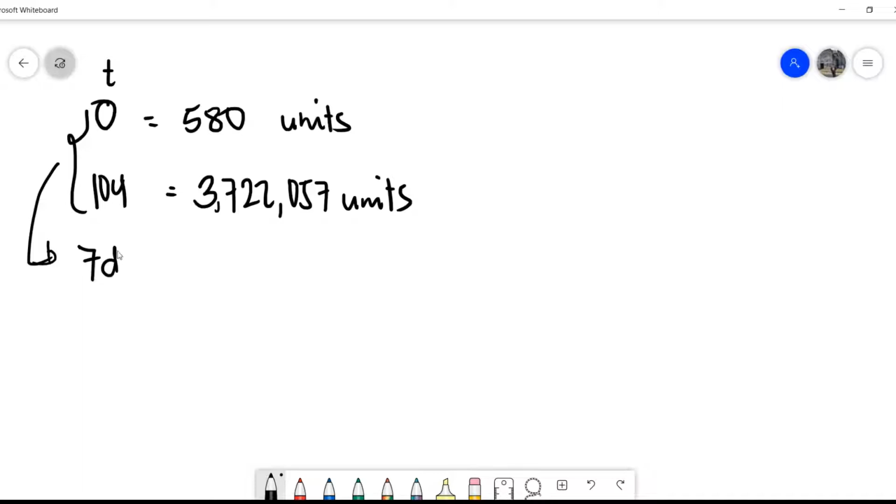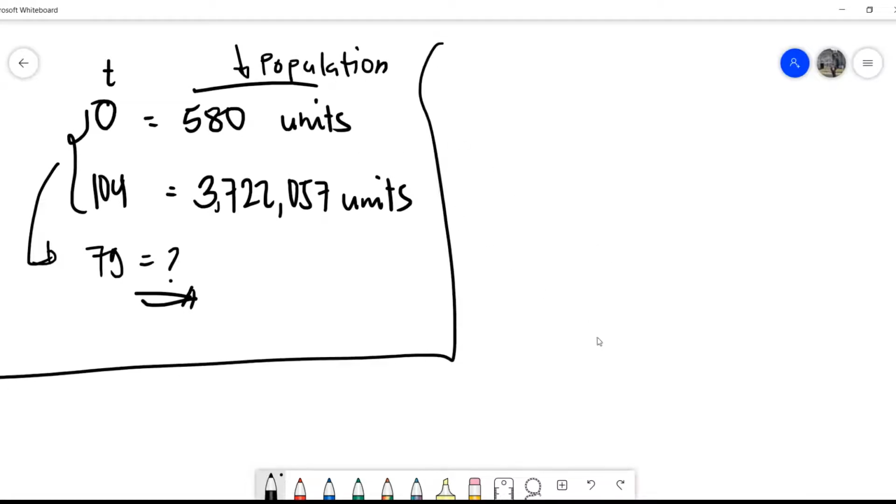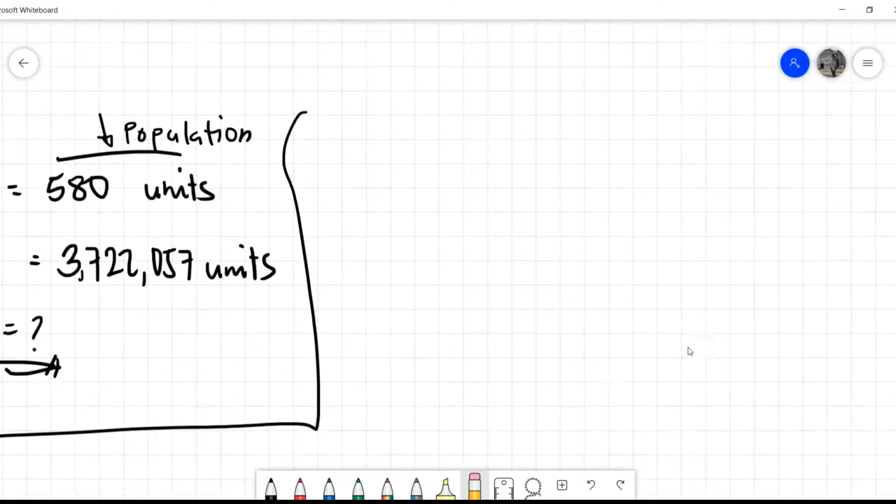So at 79, what will be its corresponding number of population? Let's say this is our population per time. So how do we do that? We use interpolation. So in doing interpolation, let's move in.